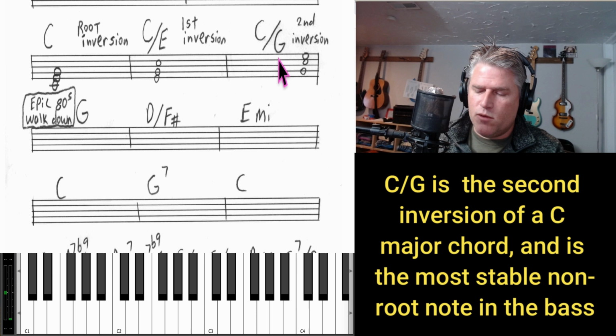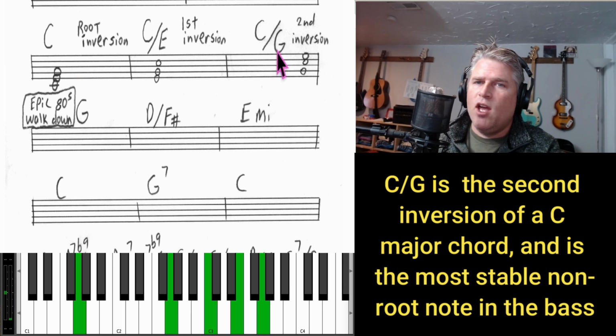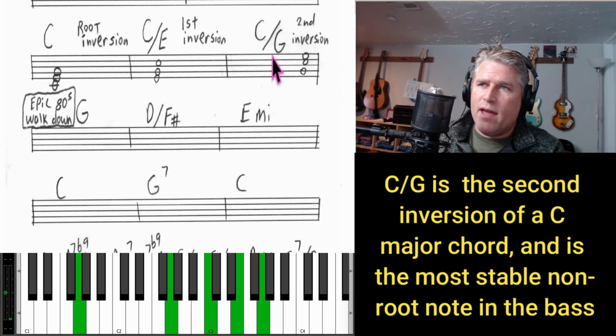So C major with C in the bass, or root inversion, is the most stable sound, and then C over G would be the next most stable bass note. That's a C major second inversion.